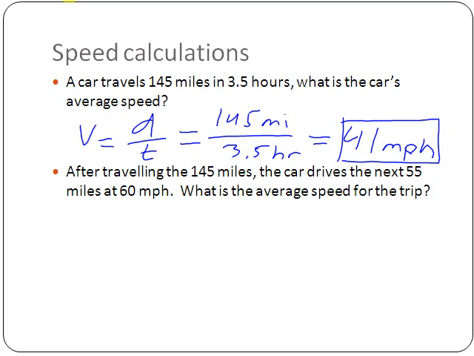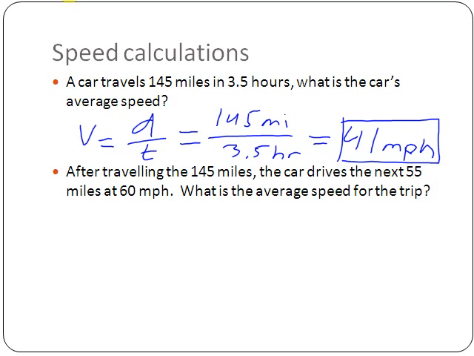So, next question. After traveling the 145 miles, the car drives the next 55 miles at 60 miles per hour. What is the average speed for the trip? In this case, we have a car which is taking two segments. One segment is 145 miles in 3.5 hours at a speed of 41 miles an hour, what we saw in the first problem, and then a second segment where they're driving 55 miles at 60 miles an hour.